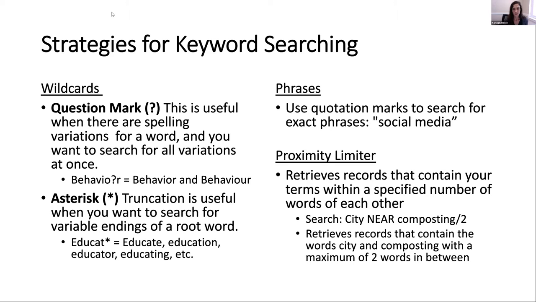And the next wildcard that's frequently used is the asterisk. This is called truncation, and it is used when you're looking for different endings of a word. For example, if you were to type educat, E-D-U-C-A-T, with an asterisk after it, the database is searching for educate, education, educator, educating, and so on. As you're trying to gather all of the resources that are talking about a particular topic or idea, this truncation, this asterisk symbol, will be really helpful because it's going to be gathering more and more resources.